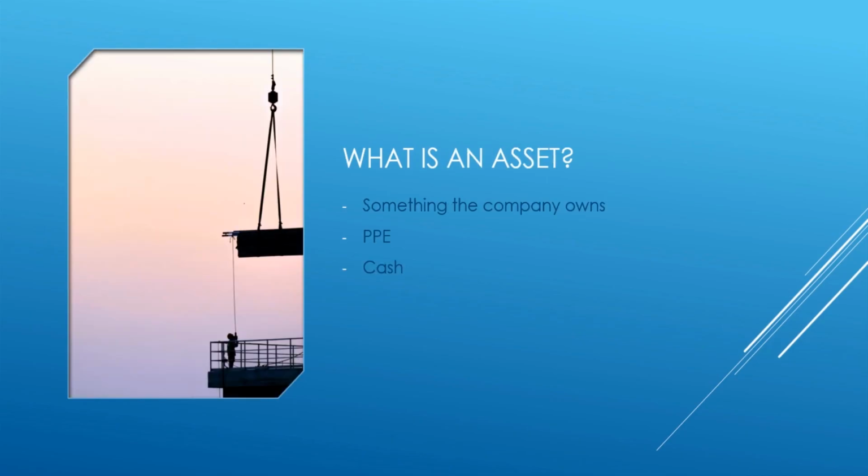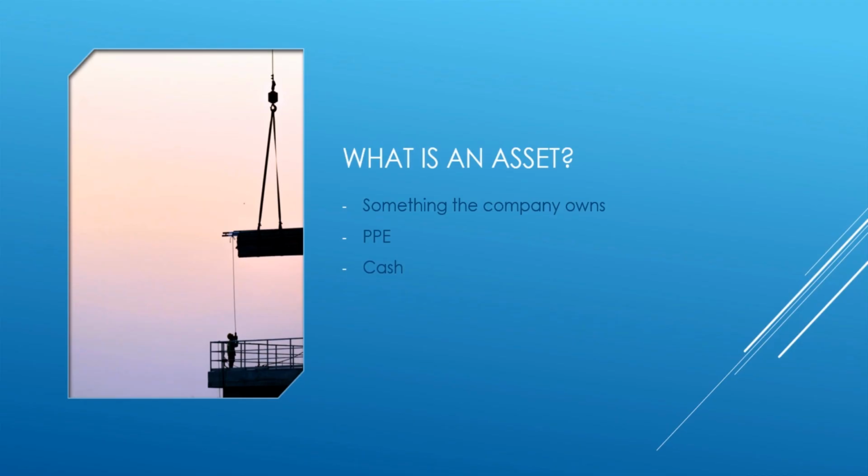What is an asset? I'm sure you've heard this term before. What is an asset in a financial sense? An asset is something that the company, business, charity, or organization owns. There's an acronym, PPE, which can help you understand assets a bit more. That's not personal protective equipment. This is actually plant, property, and equipment. All those things are assets.